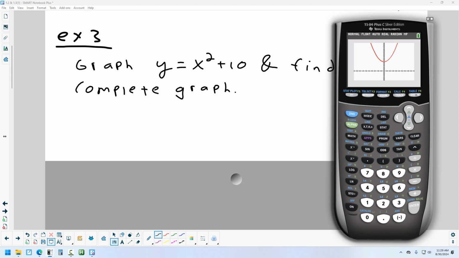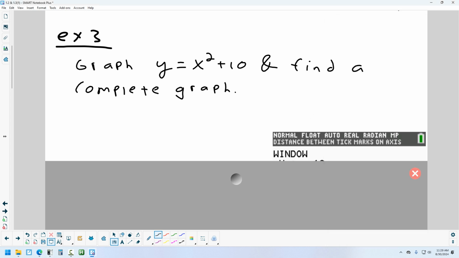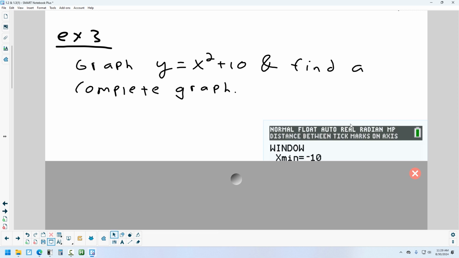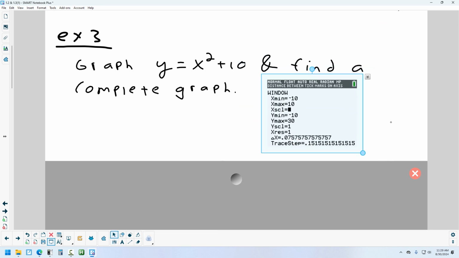Is 30 the only answer? No, you could probably do 20, 30, 40. What I wouldn't do is like 40,000. If you do 40,000, it's going to make that parabola look so squished you won't even see it. So that, I would say, is a perfect window. Okay, so just write down the x min and max and the y min and max. That's all you need.